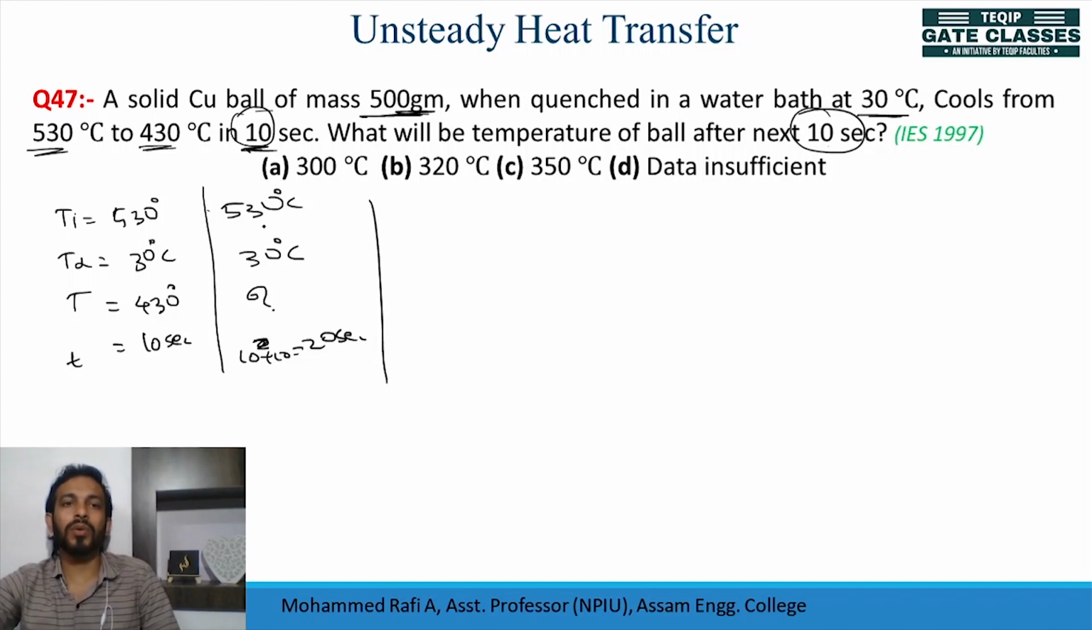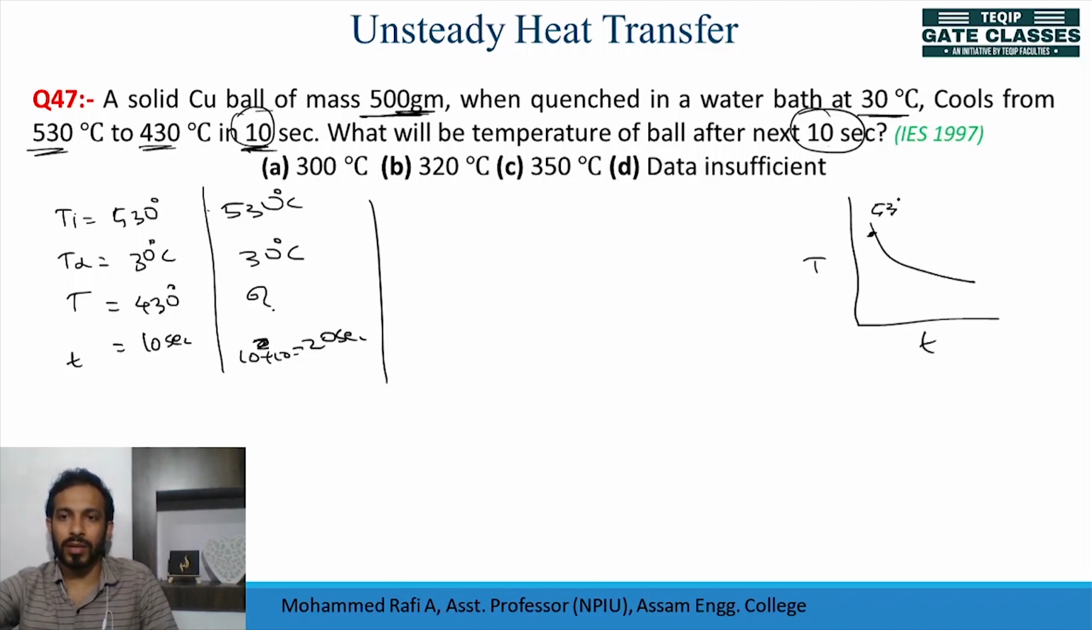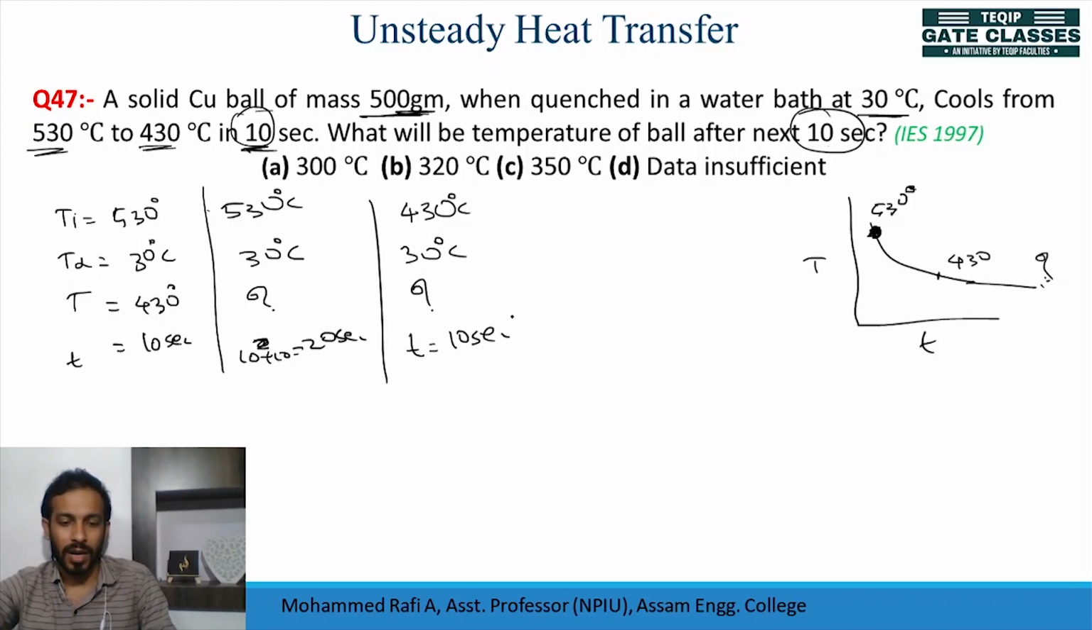The same question you can do another way also. If I draw the curve, temperature versus time, this is the scenario. Initially it is 530 and it becomes 430 in 10 seconds. It is asked what will be the temperature after another 10 seconds. So for the same question, either you consider starting from 530, so the time will be 20, or some student may think, I will start with the temperature 430 initially, with the ambient temperature 30 degrees Celsius. This one I don't know, but the time again will be 10 seconds. Are you getting the point?